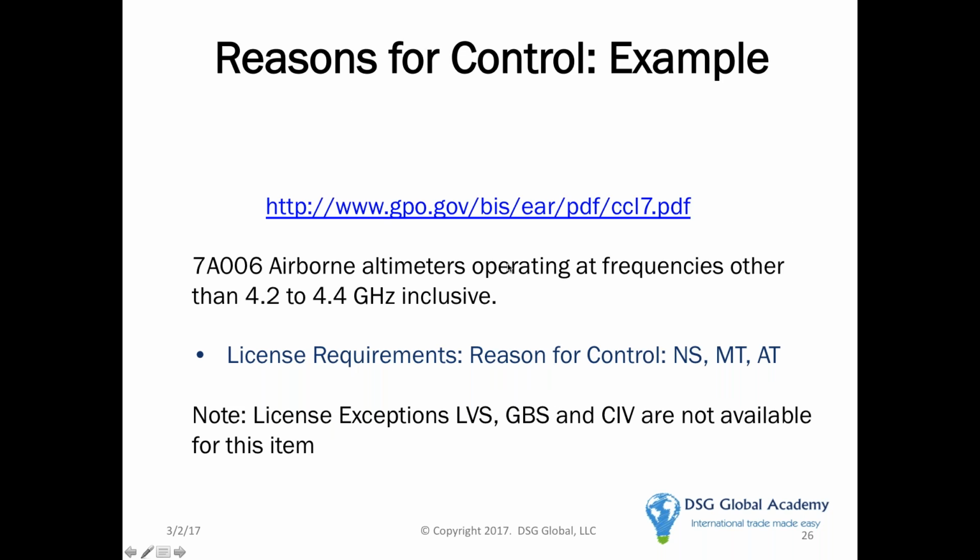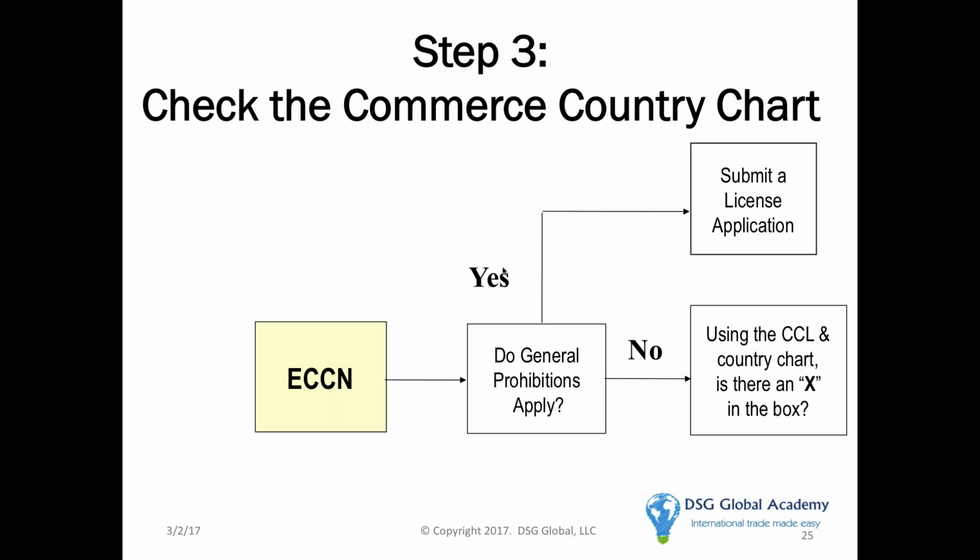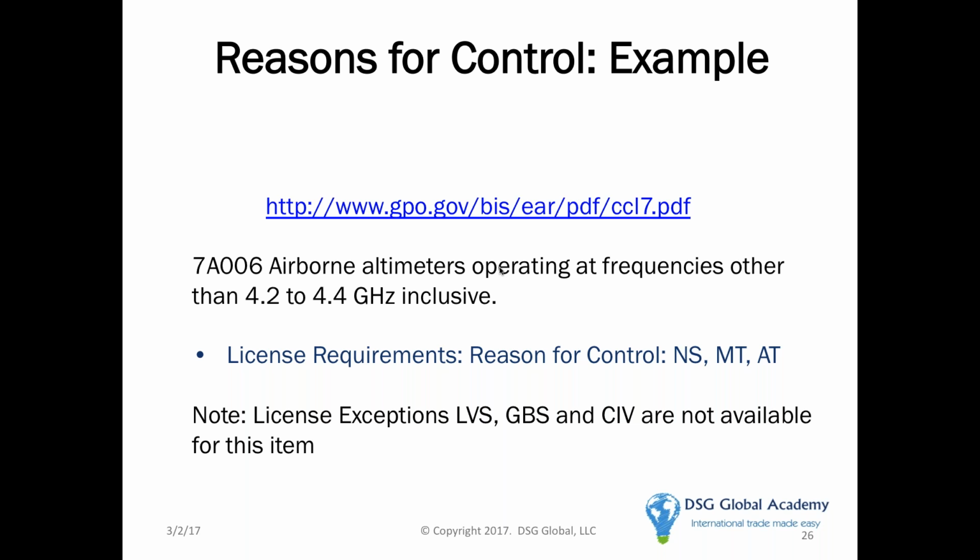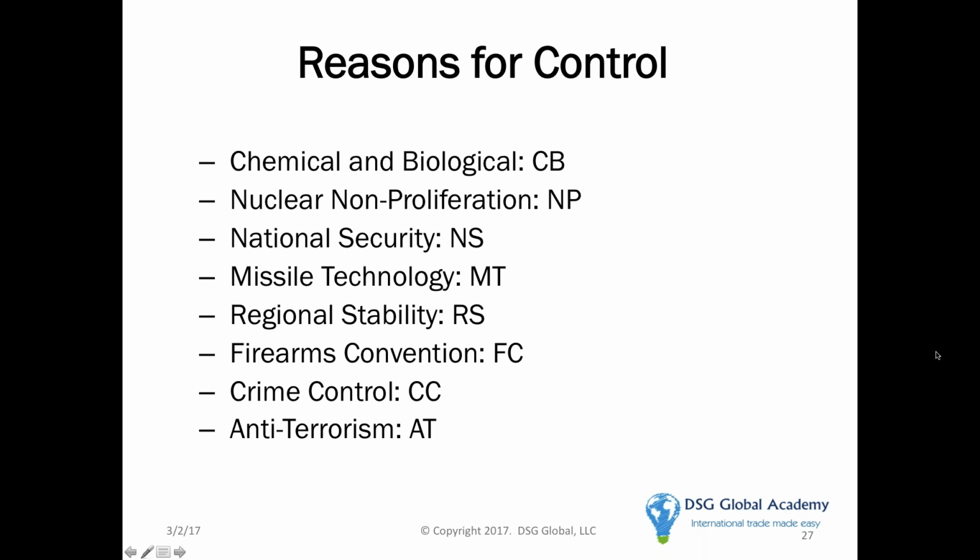Okay. So once you know your ECCN, at the bottom of the ECCN, there'd be something called reason for control. And then you've got to use that reason for control. For example, over here, these are airborne altimeters. And at the bottom, it would say the reason for control is NS, which is National Security, MT, Missile Technology, or AT, which is Anti-Terrorism. These are the other possible reasons for control, and they're two-digit abbreviations.